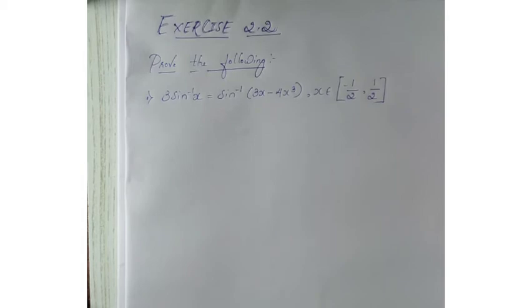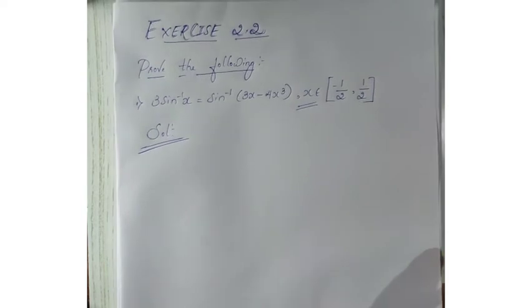So today let us solve the exercise problems. Exercise 2.2. Here the first question is you need to prove the followings. Under that, the first question is 3 sine inverse x is equal to sine inverse of 3x minus 4x cube, and x belongs to the closed interval minus 1 by 2 to plus 1 by 2. Let us begin with the solution now.